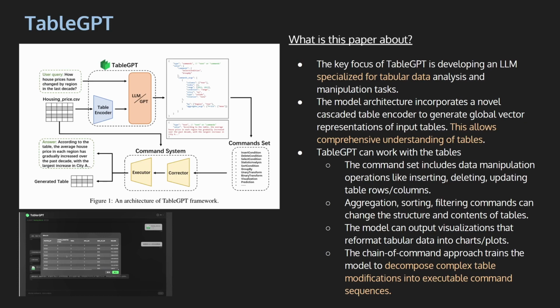And this model is pretty unique because it incorporates a novel cascaded table encoder to generate global vector representations of input tables. And this allows a comprehensive understanding of tables. This model is capable of working with tables in many shapes and forms. For example, it's able to perform data manipulation, like inserting, deleting, updating table rows or columns, right? And it's able to aggregate, sort, filter, pretty much similar to Excel, right?